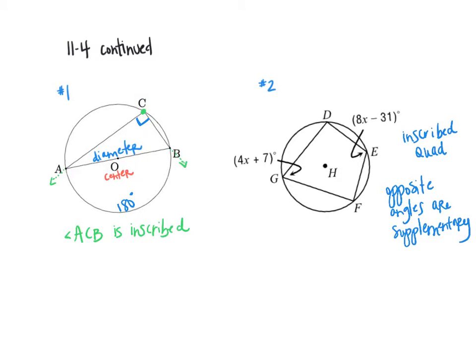Ultimately, we can say that the measure of angle G plus the measure of angle E is going to equal 180 degrees in order to set that up. And so we'll do this in detail in class, but I'll get you started. We could say 4x plus 7 plus 8x minus 31 equals 180. And then we'll solve for x. I may ask you what the measure of angle G is, and then you would plug in x. Okay?